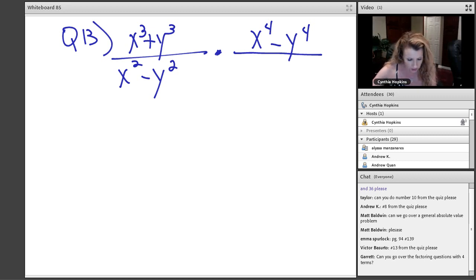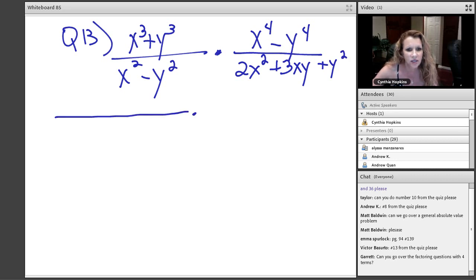Alrighty, so number 13, I'm changing the division sign to a multiplication sign. I'm taking the reciprocal of that second fraction. So I've put the denominator in the numerator, and now I'm writing the numerator in the denominator. That is plus 3xy, and then plus y squared. Okay, so we have a lot of factoring to do.